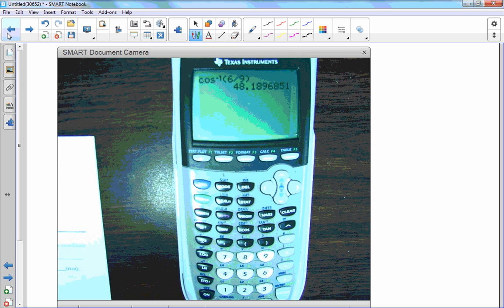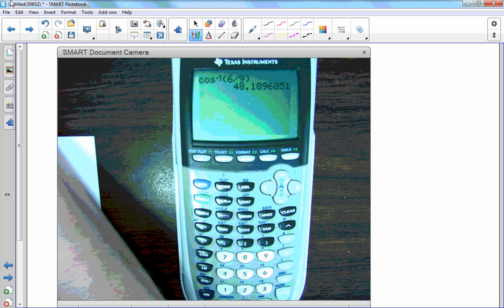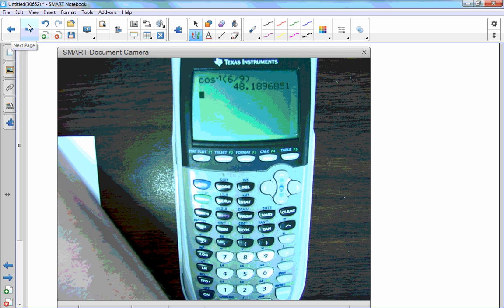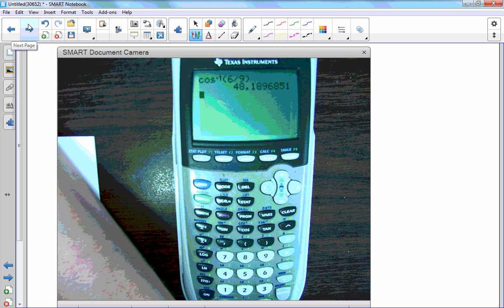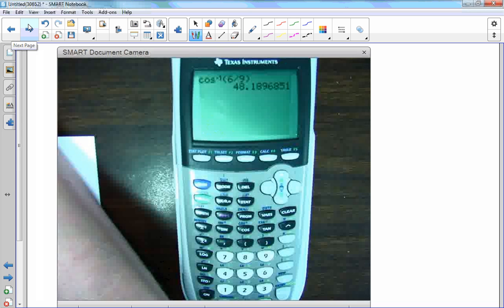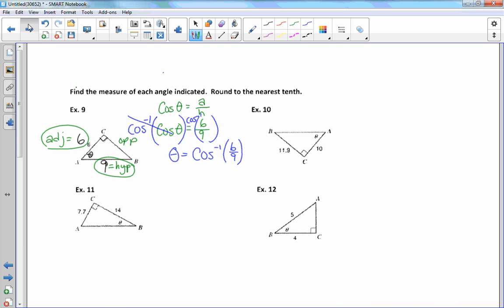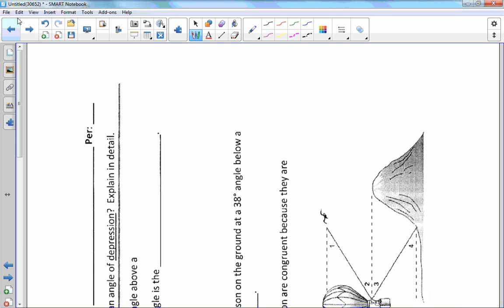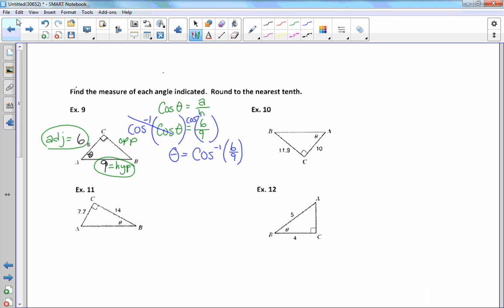Does the direction say to round to the tenths again? Okay, so this would be 48.2. And that's the measurement of the angle. So what should I put after the 2? A degree. So when you're finding theta, your answer is in degrees.